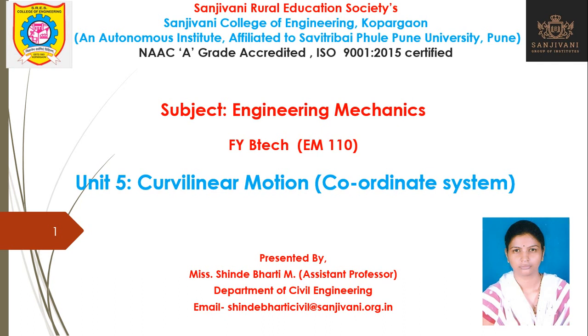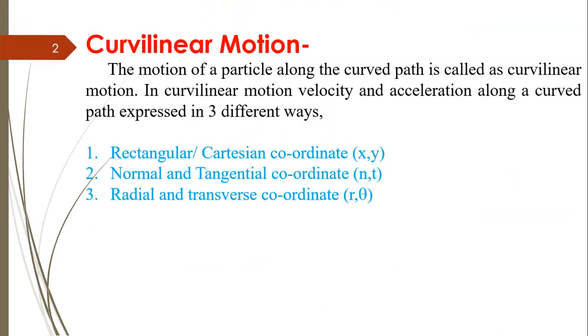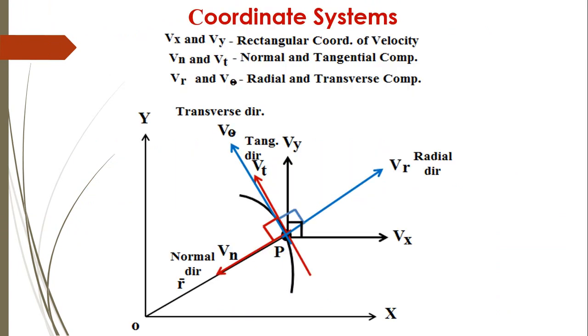In the previous two videos we discussed the normal and tangential component system as well as the Cartesian coordinate system. Now in today's video we are going to discuss the third type of coordinate system, that is the radial and transverse coordinate system. These are the three coordinate systems used in the analysis or determination of velocity and acceleration components in case of curvilinear motion.